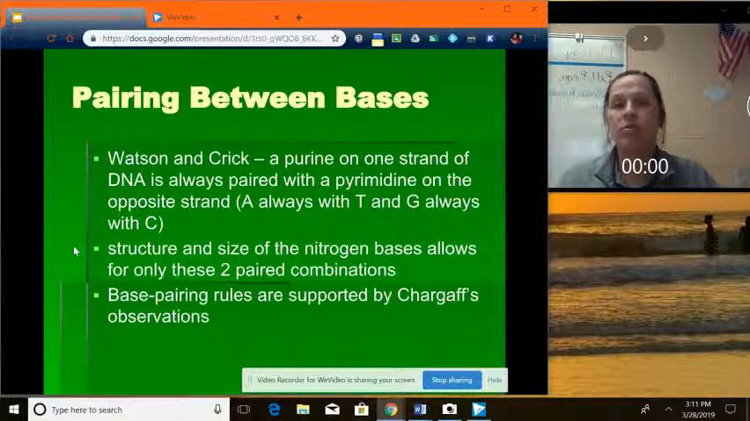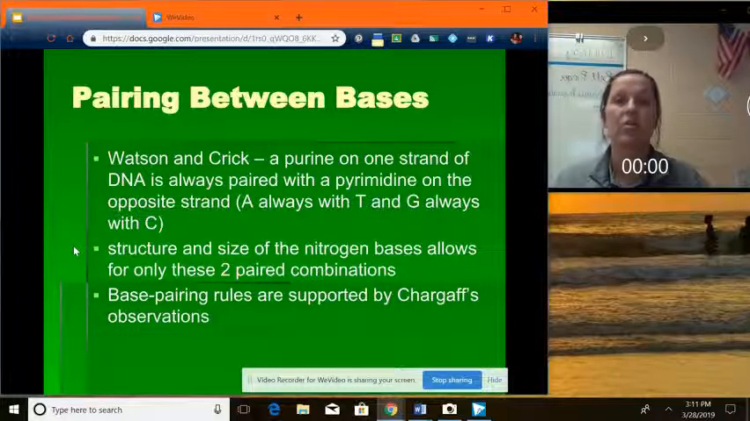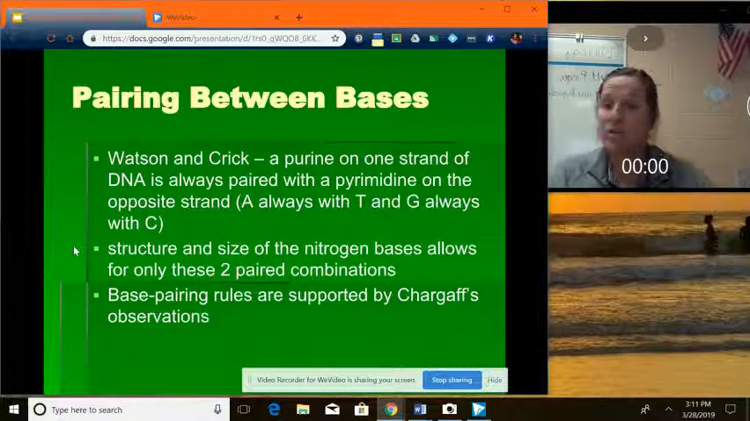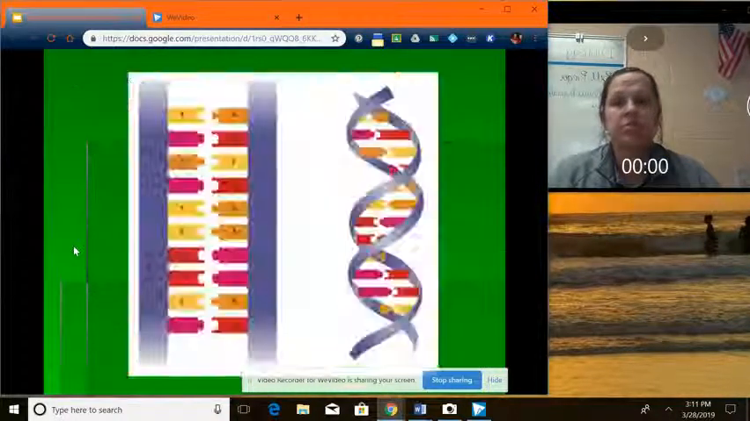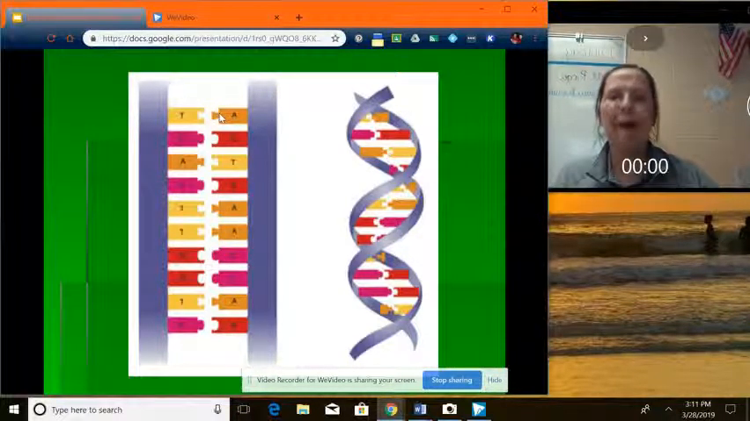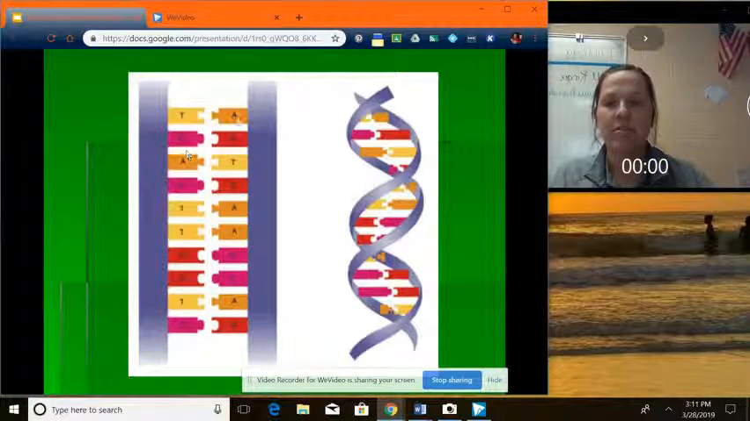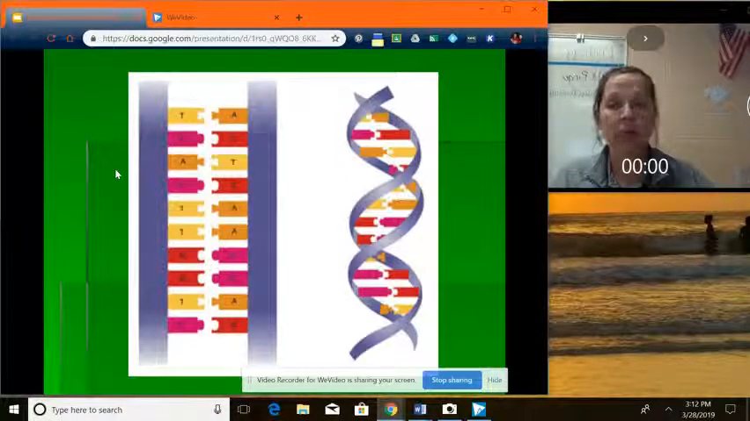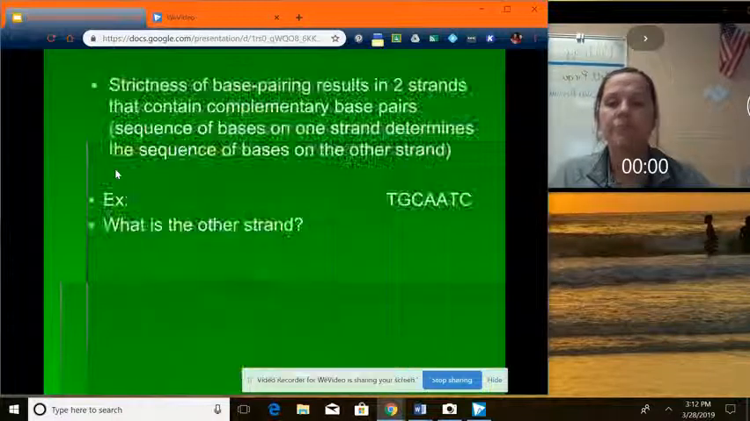Later down the road, we'll talk about how there's a proofreading DNA polymerase that comes along to make sure that those are the things that are paired together. And the base pairing rules, again, are supported by Chargaff's observations because that's what he found. A always equals T and G equals C. And this is what I was referring to when I said it's kind of like a puzzle. You would not be able to fit A and C together, and you also wouldn't be able to fit A and G together because it wouldn't fit. So these are the only combinations that are allowed when DNA pairs together.